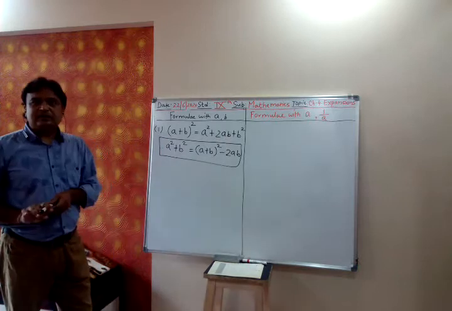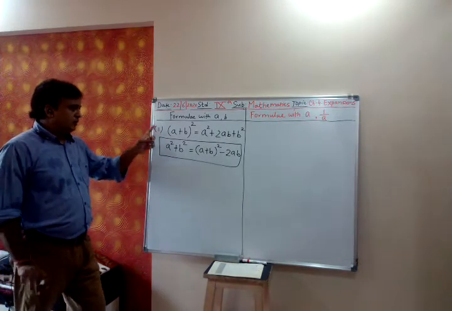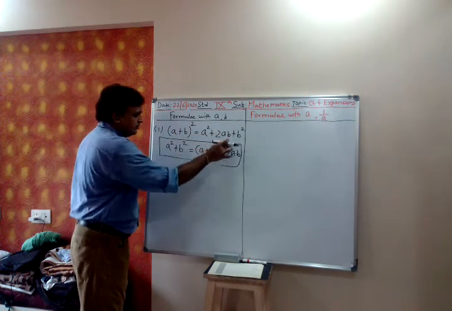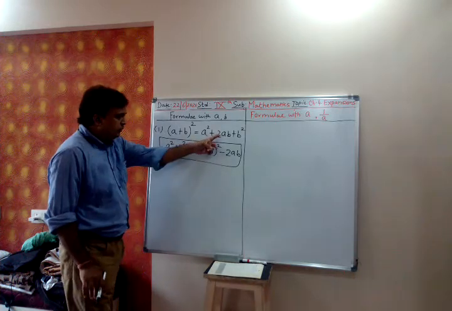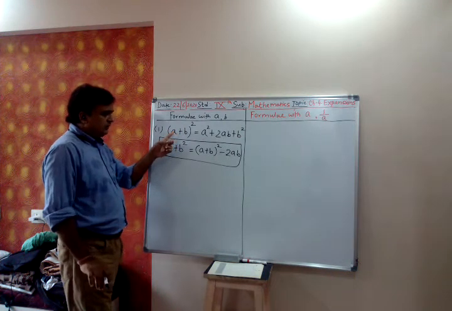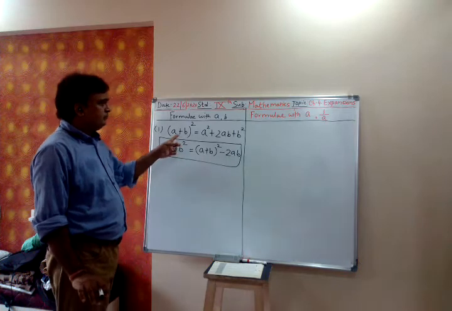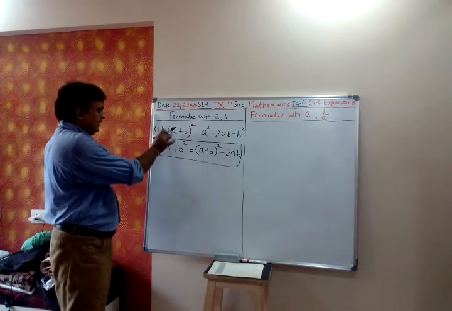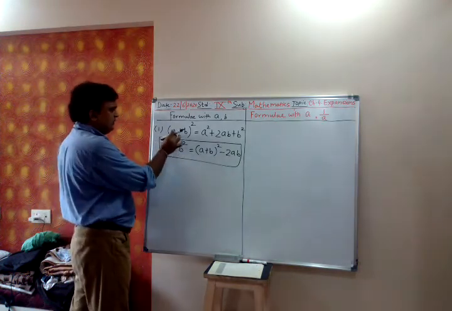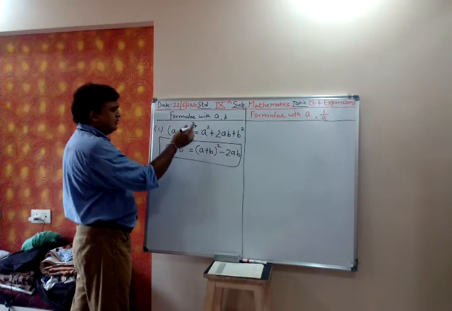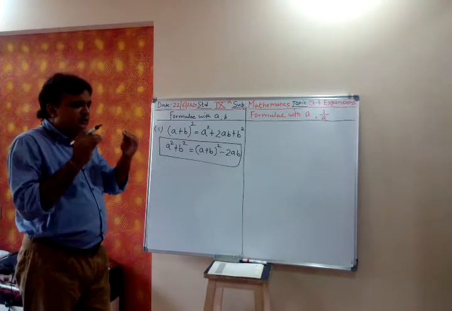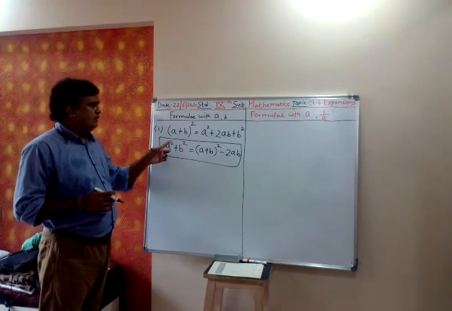Now is it coming clear? See here, the a plus b whole square formula we know: a square plus 2ab plus b square. Now we take 2ab on this side. This is the fourth chapter, expansion, which we have started. I am explaining the formula also, and you have to write. You have to understand the formula also.